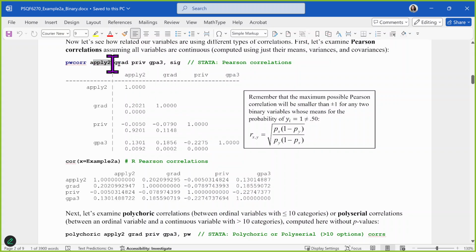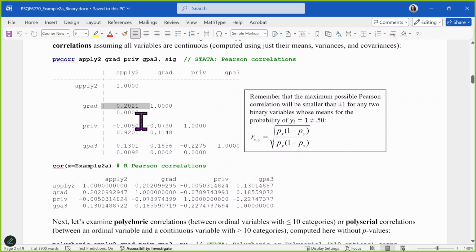You list out the variables that you want. So I have whether or not they're going to apply, whether or not a parent had a graduate degree, whether or not someone went to private college, and then their GPA centered at 3. If we look at the relationships here, it looks like there is a positive correlation between the likelihood of wanting to go to graduate school and whether someone had a parent who went to graduate school. No surprise there. Private school looks to be mostly unrelated, and GPA is also slightly related as well.